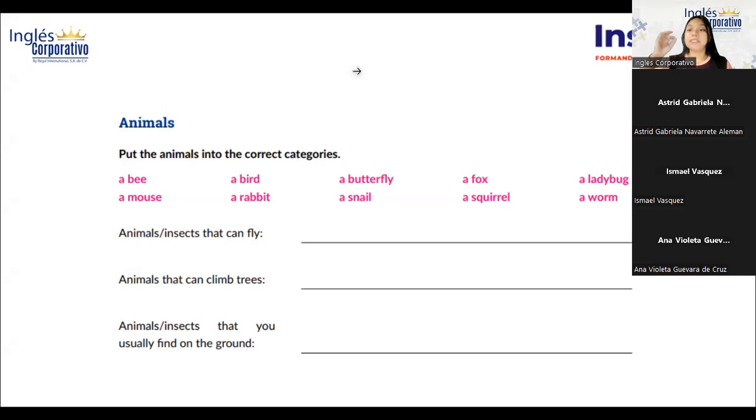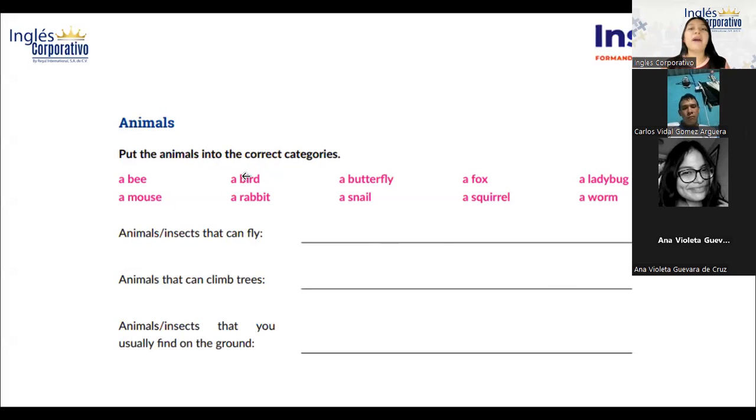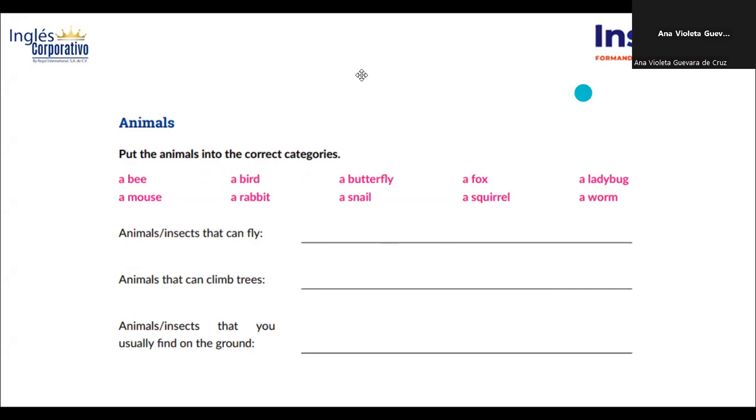So that means that is singular. So that is una, right? Una abeja, because we have a bee, singular. So we also have a bird, right? And what is the meaning of bird? Pájaro, un ave. A bird, yes? Then we also have a butterfly. Do you like butterflies? Yes, those are beautiful.